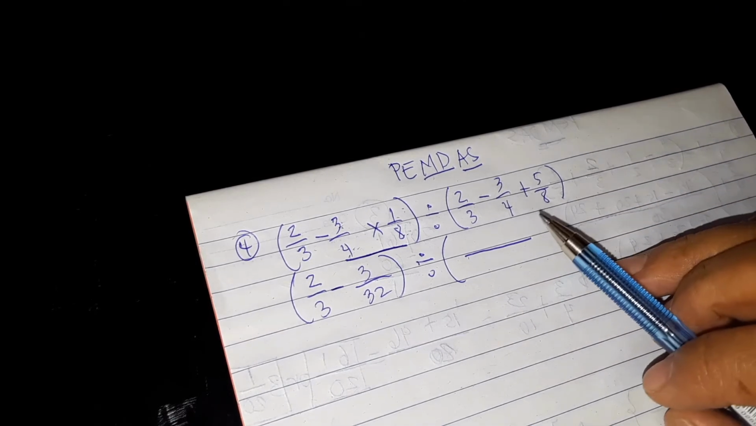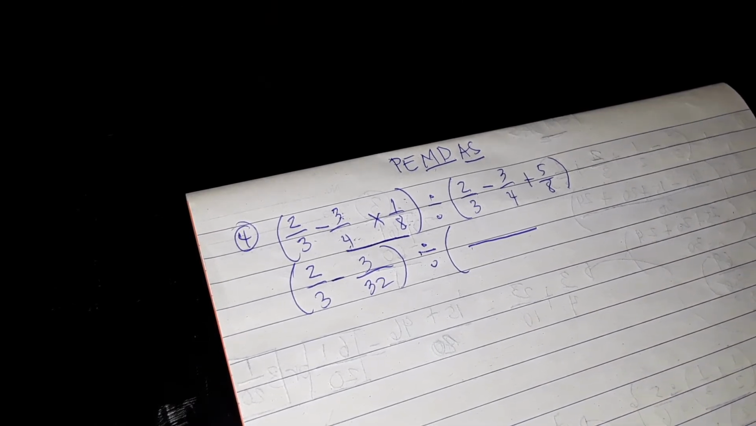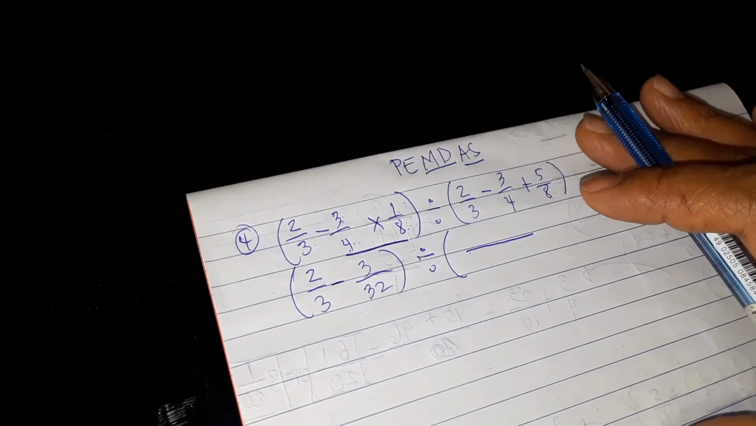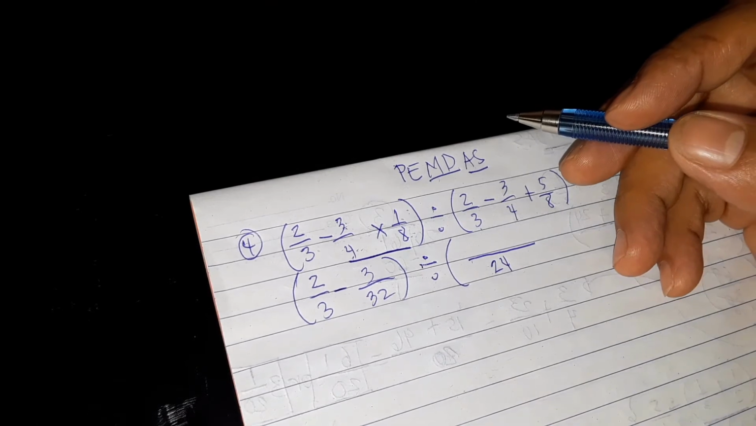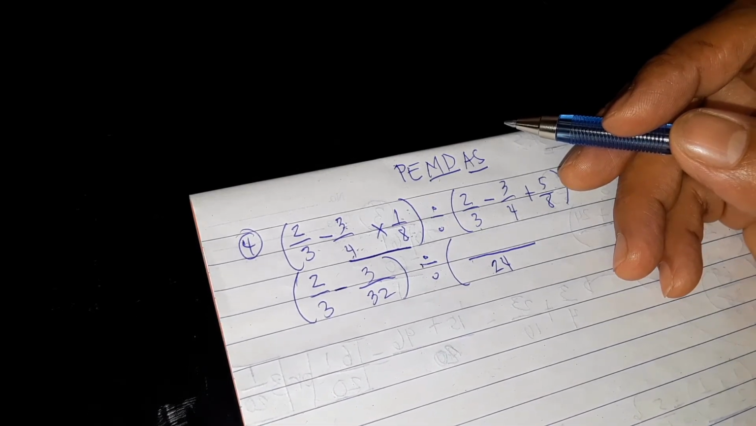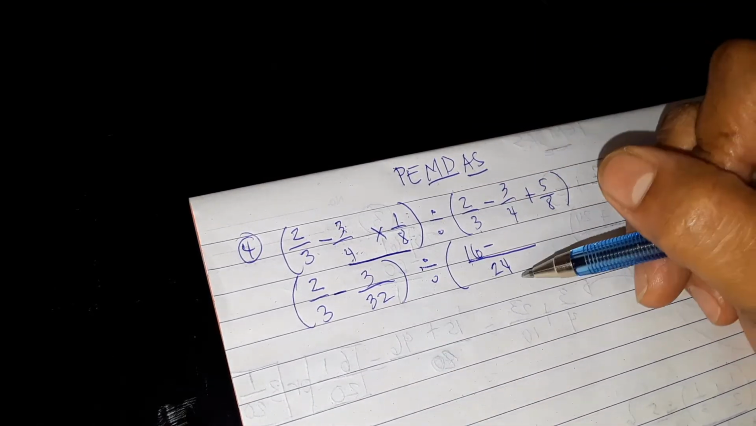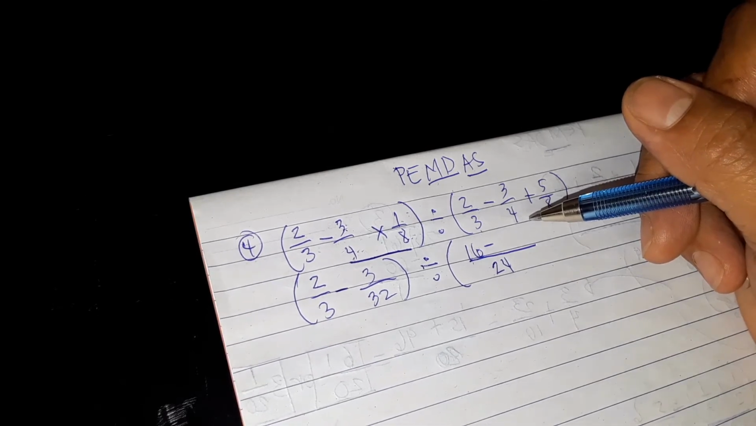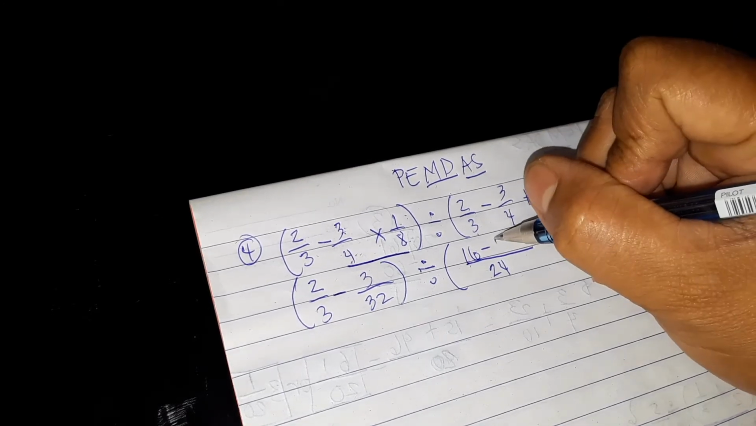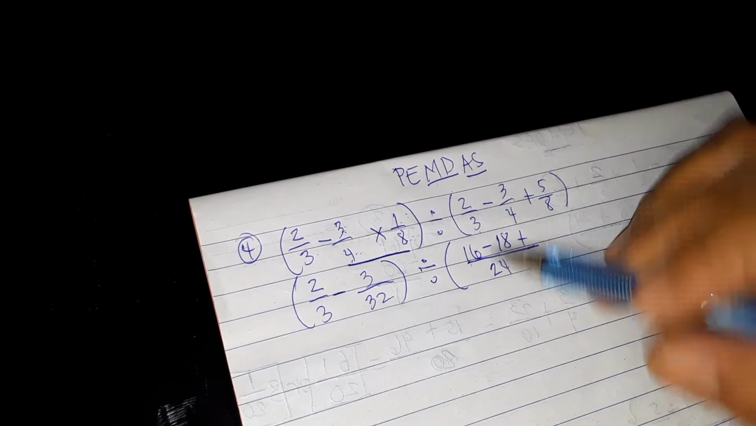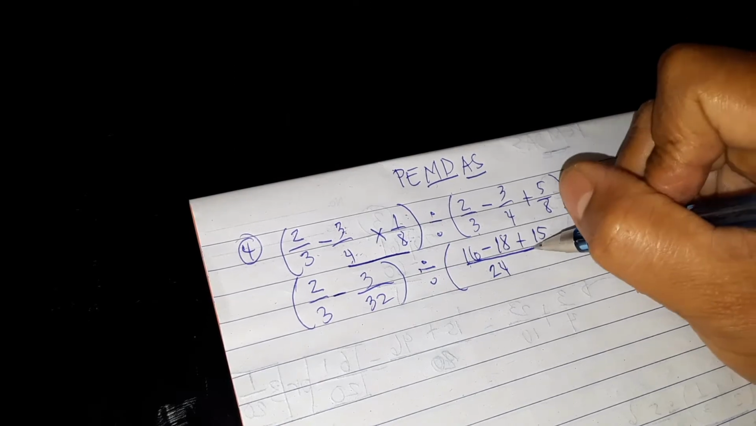Okay, so the LCD of 3, 4, and 8 is 24. So 24 divided by 3, we have 8. 8 times 2, 16. 24 divided by 4, we have 6. 6 times 3, 18. Next, plus 24 divided by 8 is 3. 3 times 5, we have 15.